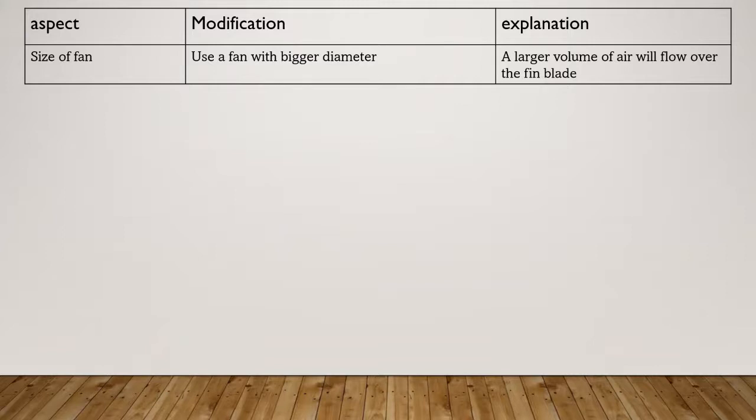Okay, size of fans. Aspek ni mana kita dapat daripada question. The question asks us to give 5 modification by 5 aspect. Dia suruh kamu buat 5 modifikasi berdasarkan 5 aspek. Okay, kita tengok aspek yang pertama, size of fan. Size kipas. Use a fan with a bigger diameter. A large volume of air will flow over the fin blade. Kita menggunakan kipas yang mempunyai diameter yang besar.